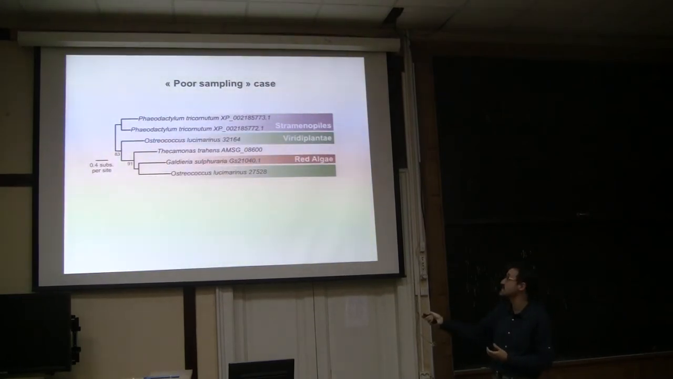With this type of tree, you cannot say if this gene in this diatom is really coming from green algae or not. It's really difficult. There is no information there.